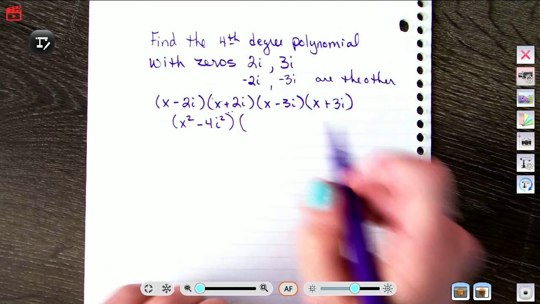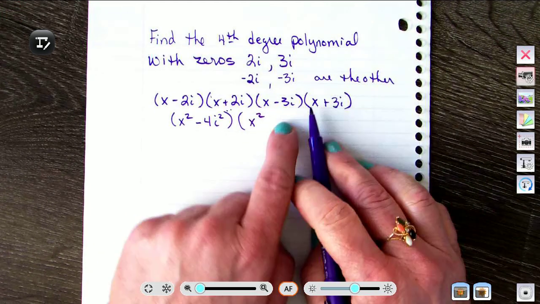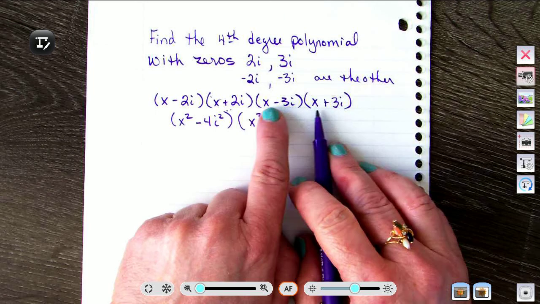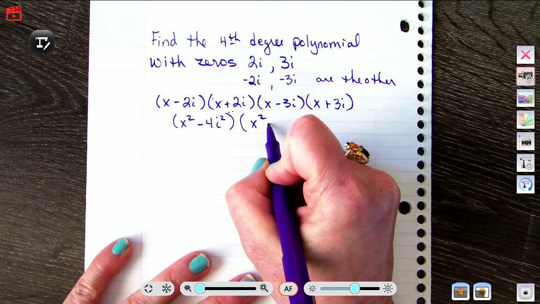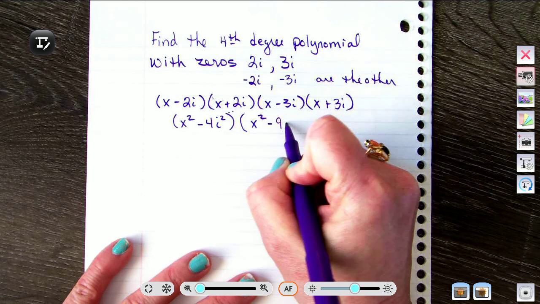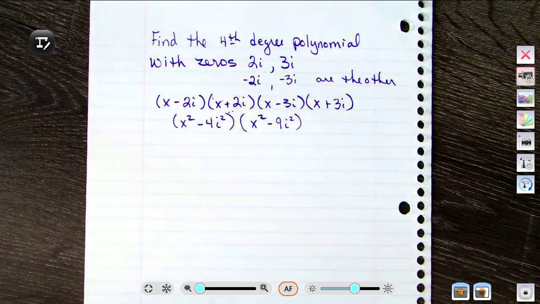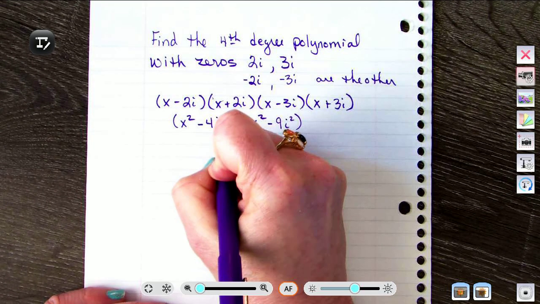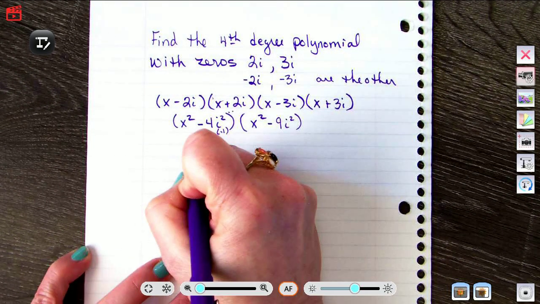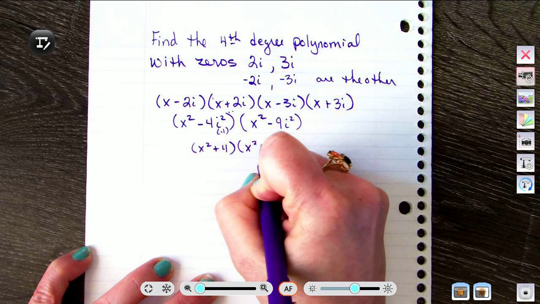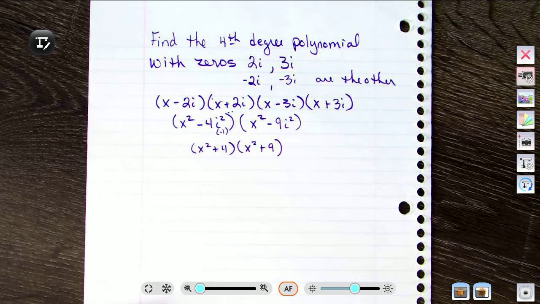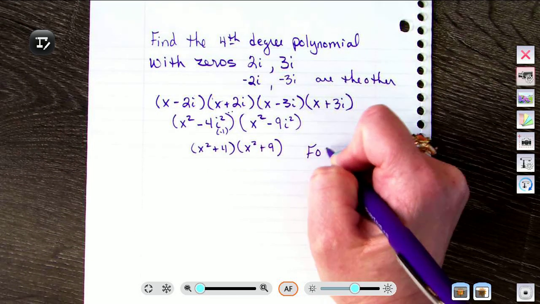Here I have x times x, which is x squared. Again, my inners and my outers are going to be opposite in sign, so they will cancel. And then this gives me a minus 9i squared. But i squared is negative 1. So this becomes x squared plus 4 and x squared plus 9. And now I could multiply those together to get that polynomial. So actually FOIL one more time to finish.